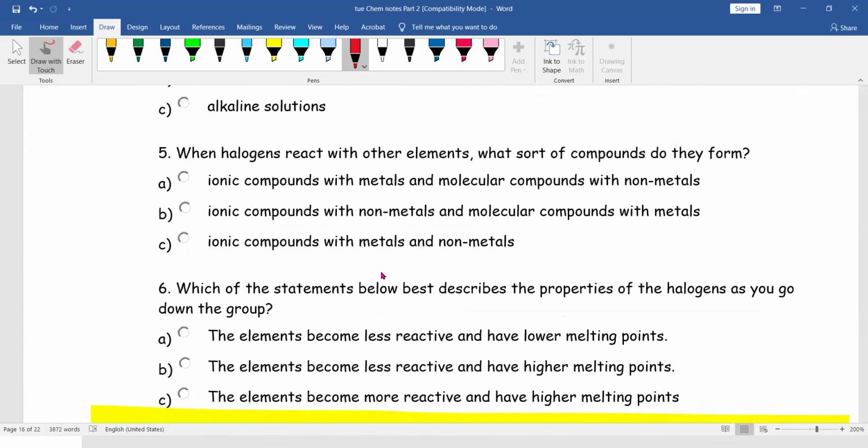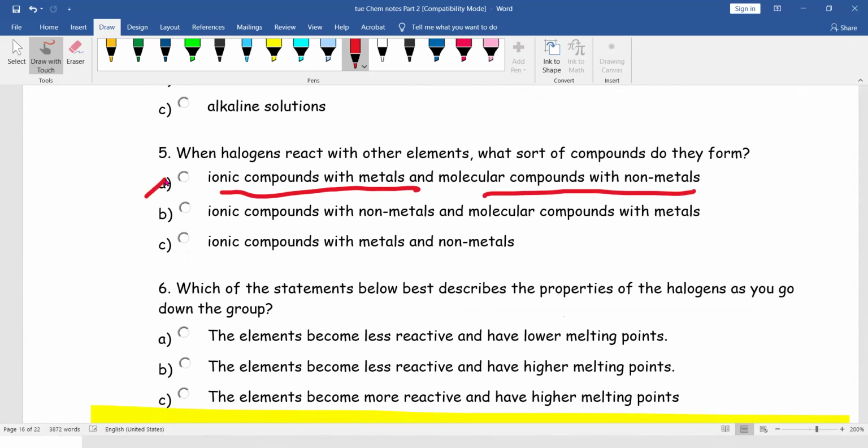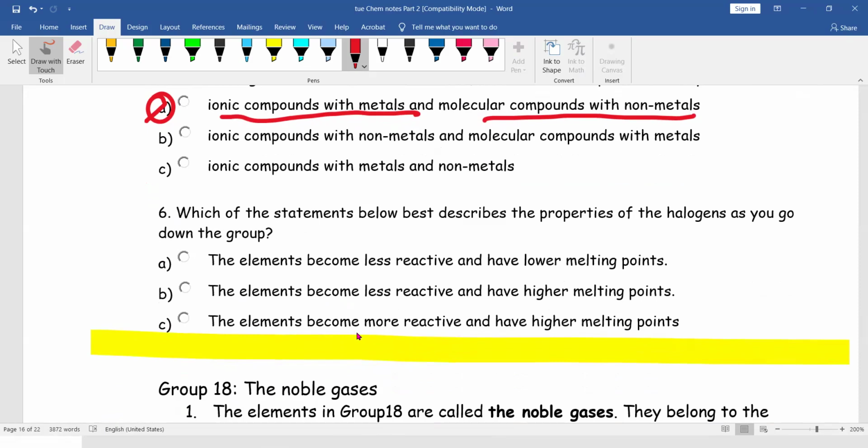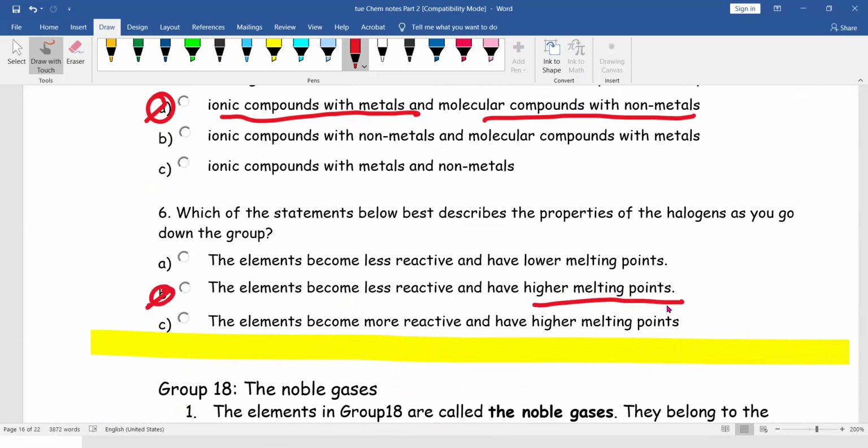When halogens react with other elements, what sort of compound do they form? So halogen is a non-metal. A non-metal will react with a metal to form an ionic compound, and with a non-metal to form a molecular compound. This one you will learn in the next chapter. Which of the statements below best describes the properties of halogens as you go down? The element becomes less reactive and has a higher melting point.